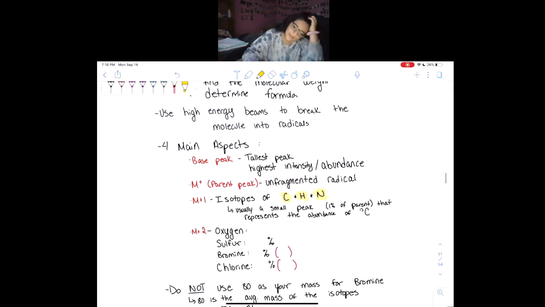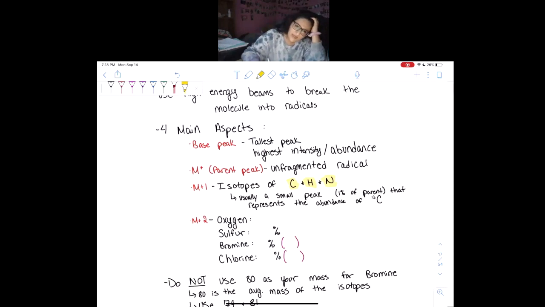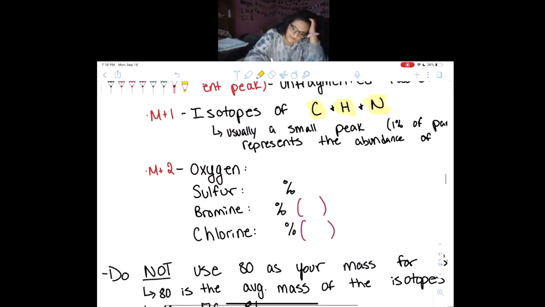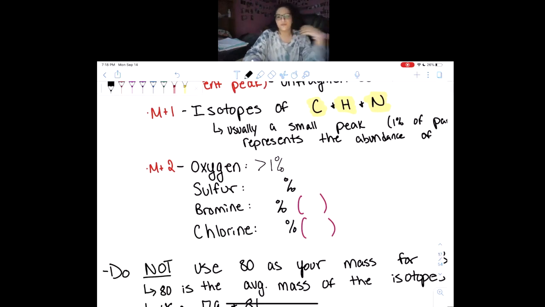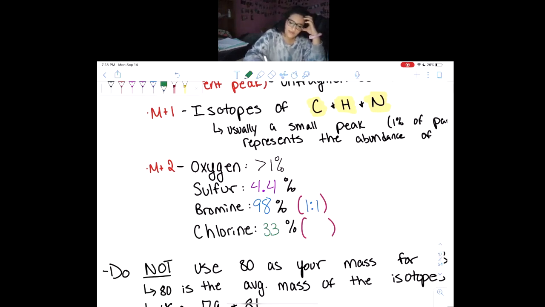The M+2 peak is going to tell us about the isotopes of oxygen, sulfur, bromine, and chlorine. All right, these are things that you have to actually remember the percentages for. Oxygen is not the most important, it is just less than 1%. So it's super tiny. Sulfur is going to be 4.4%. Bromine is where it gets interesting. It's 98%, and that is a 1-to-1 ratio. And chlorine is going to be 33%, and that is going to be a 3-to-1 ratio.